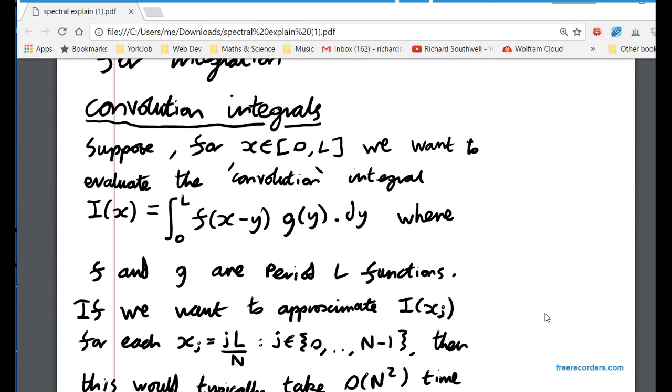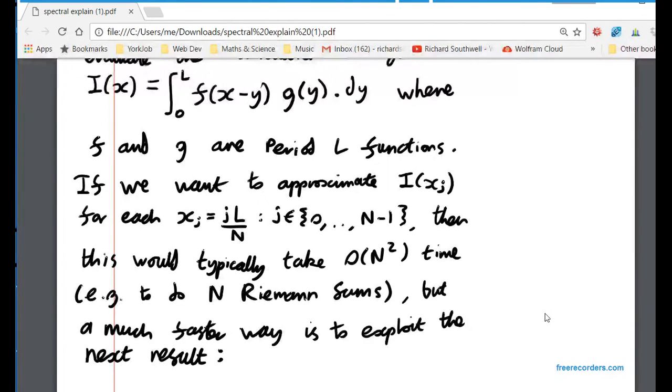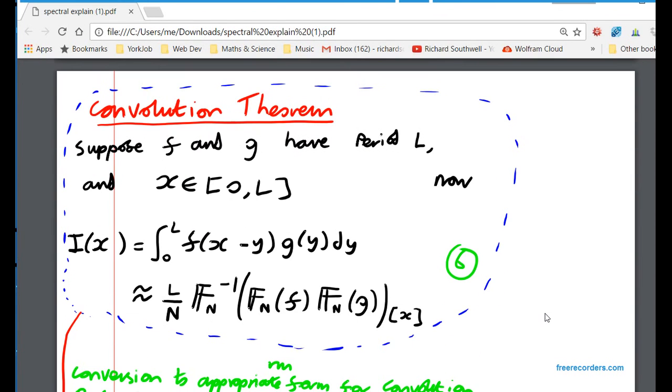So what are convolution integrals? Well, basically, there'll be an integral of a function f of x minus y times g of y integrated over some interval. We're going to work over an interval from 0 to L in this case. So f and g are period L functions.